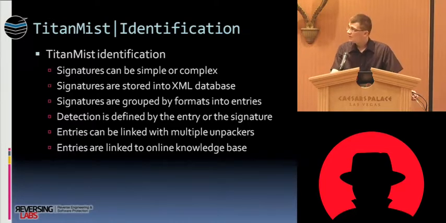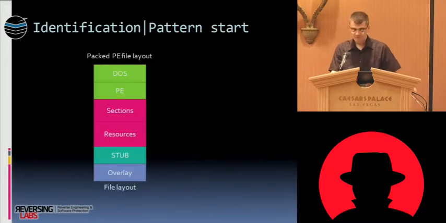And detection is either global by the entry, so you have one version for the entry, and you can have specific detection for the signature as well. And the entries are linked to the unpackers, which are called once you tell the TitanMist to unpack the file you're interested in, and they are both linked to the online knowledge base.